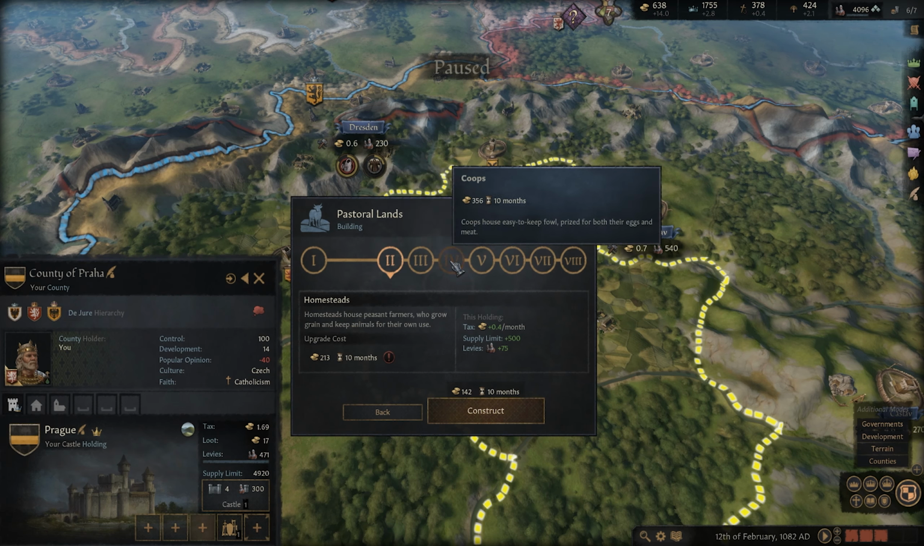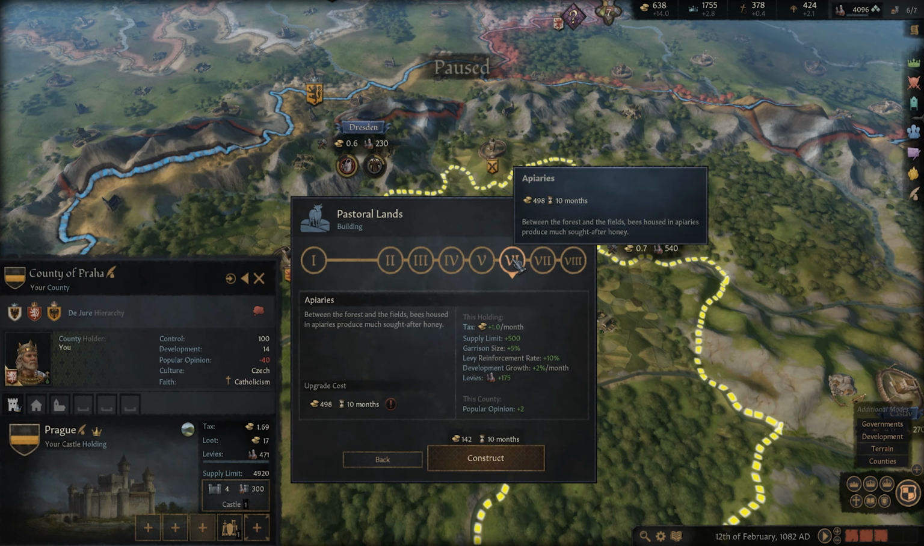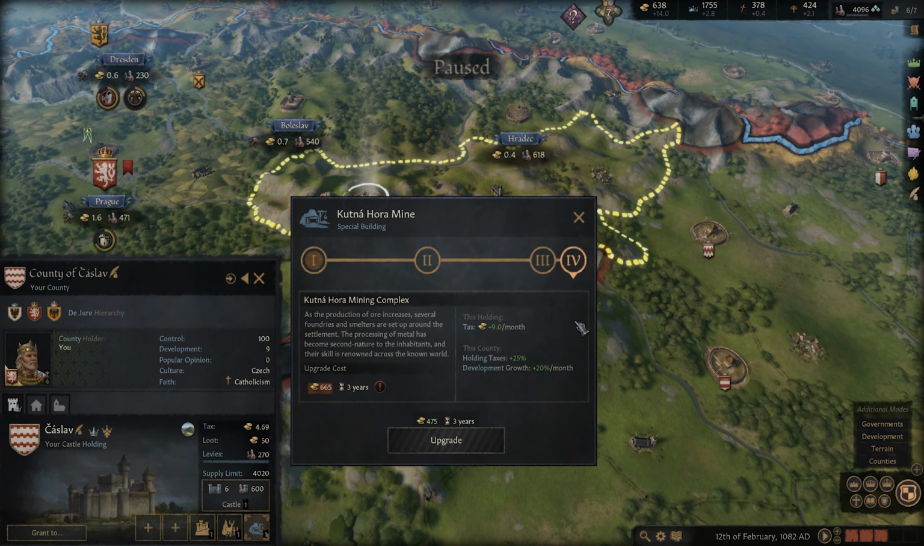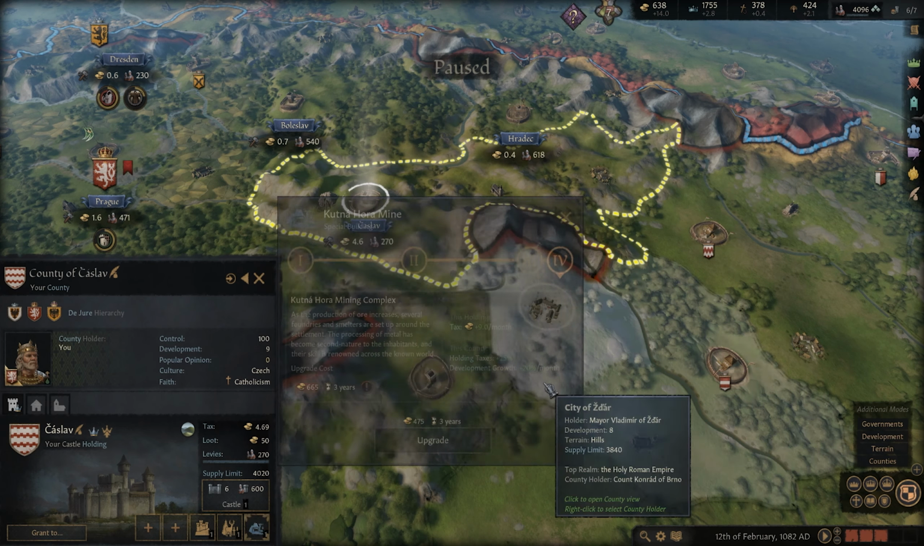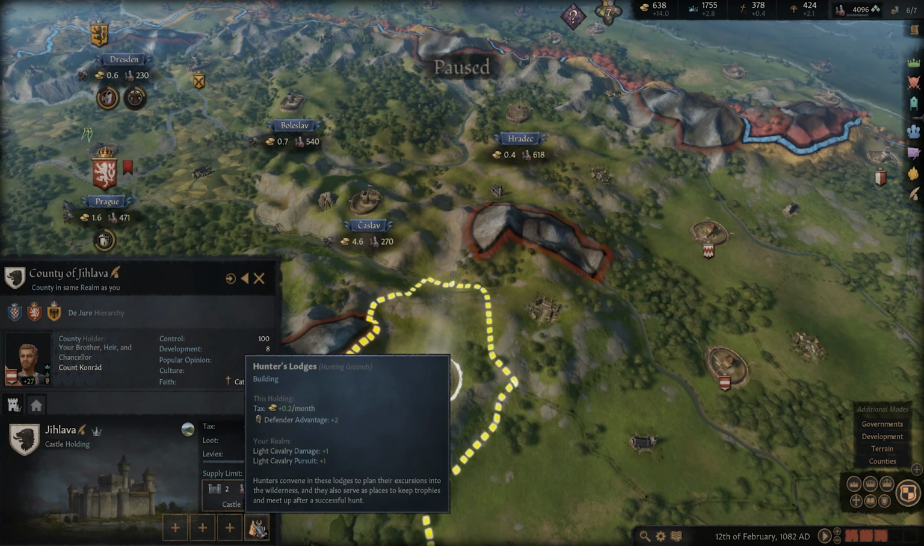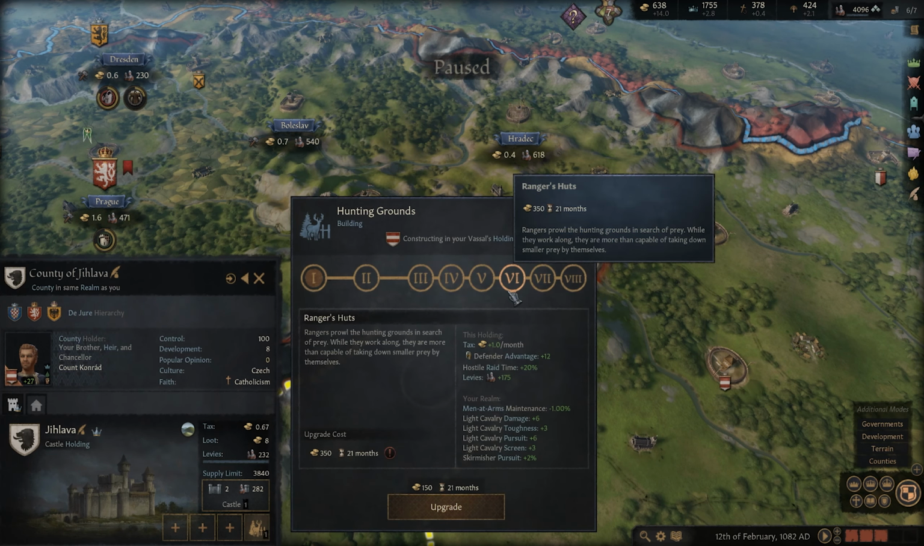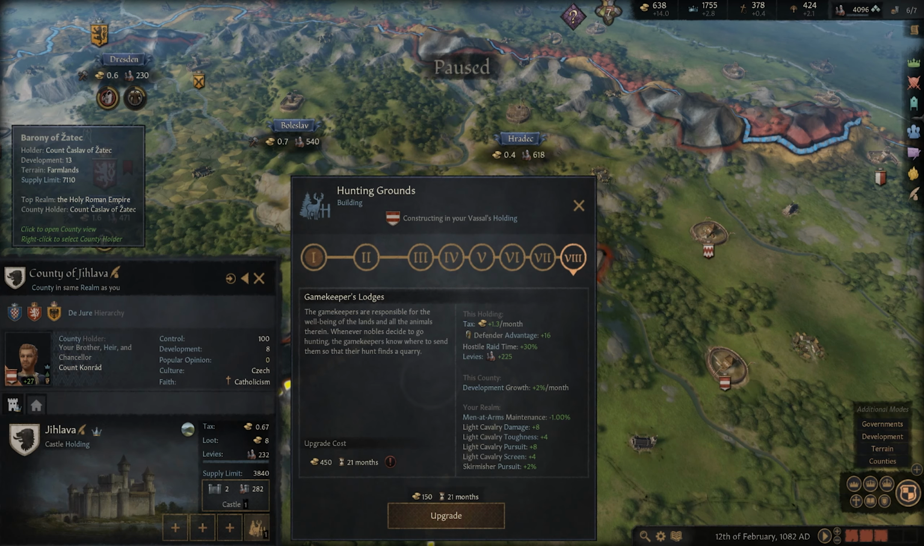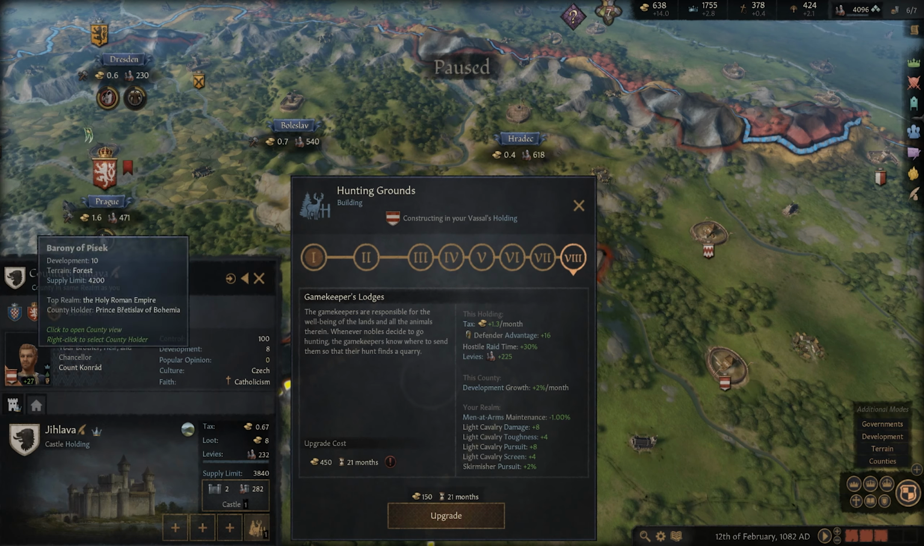Another aspect of buildings is that as they evolve and develop, they give more benefits to your realm. Nearly every building will eventually give you positive modifiers in either control or development, along with increased supply limits or levy reinforcement rate, increased taxes, or just a lot more gold. These upgrades are pretty costly as they level up, so it's definitely a late mid-game to early late game scenario in which you'd see these boosts unless you're playing tall.